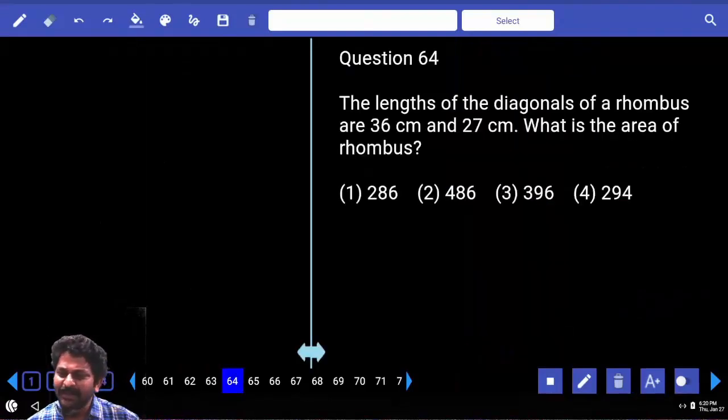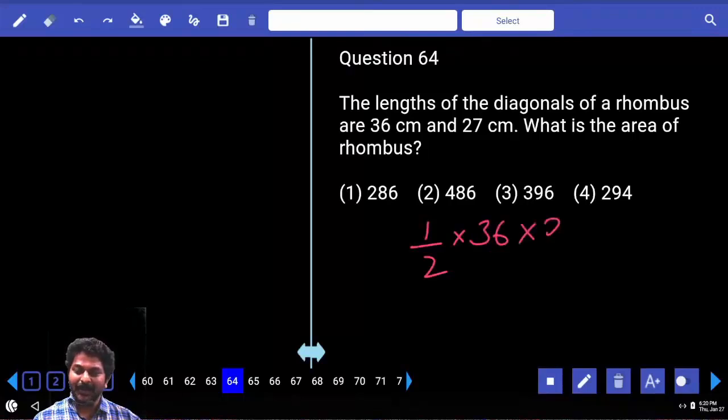The lengths of the diagonals of the rhombus are 36 and 27. What is the area? Easy, right? Half d1 d2. Right. So now how many times? 18 times. So the answer must end with 7 into 8. The answer must end with, both are 9 multiples.